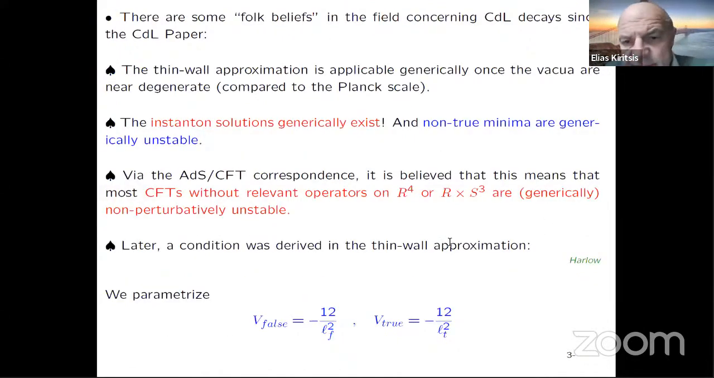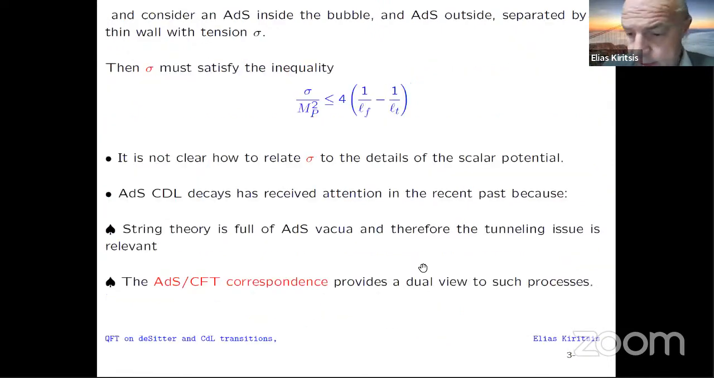Moreover, later, a condition was derived in the thin wall approximation by Harlow. If we parameterize the energy of the false vacuum and that of the true vacuum in terms of the associated AdS scales and length scales, then in the thin wall approximation we can approximate the solution inside the bubble as the stable AdS, outside as the unstable AdS, and in between we have a thin brane with tension sigma. Then sigma must satisfy an inequality for the transition to proceed. However, we do not know how to connect this sigma, which is a phenomenological parameter, to the properties of the scalar potential, which is usually what defines our gravitational theory.